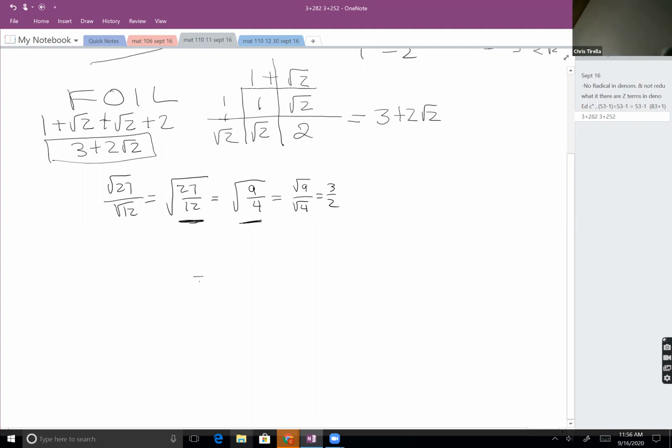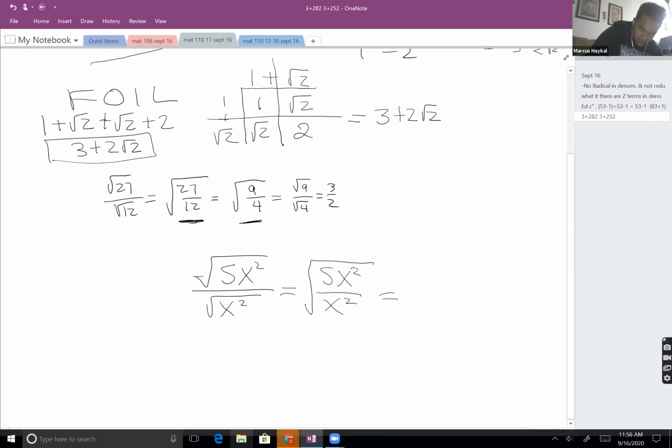You said the square root of 5x squared over the square root of x squared. Well, let me turn it into a single fraction first: radical 5x squared over x squared. Can you simplify that fraction? Wouldn't you just get rid of the x squared? Yeah, so that's just radical 5. Okay. Will we ever have to do this with cube roots? That's where I'm going next.